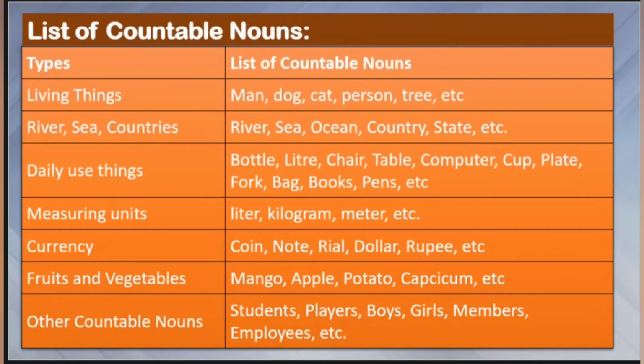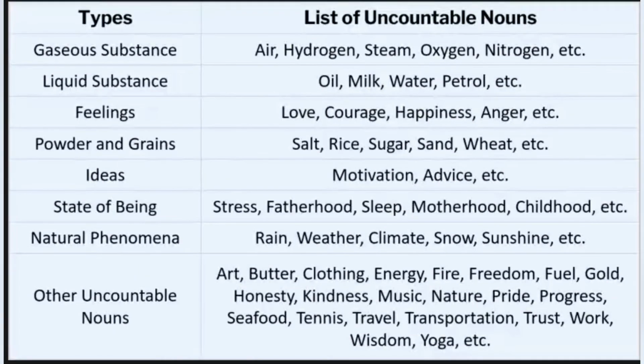A list of countable and uncountable nouns with examples in a general sense is produced in a tabular form for the proper understanding of the countable and uncountable nouns. So these are some common countable nouns. You can read them, learn them. And this is the list of uncountable nouns.